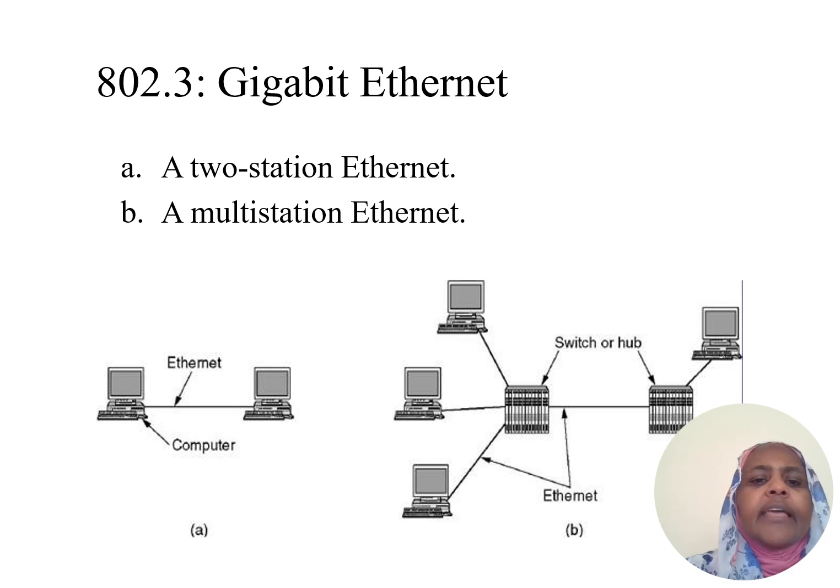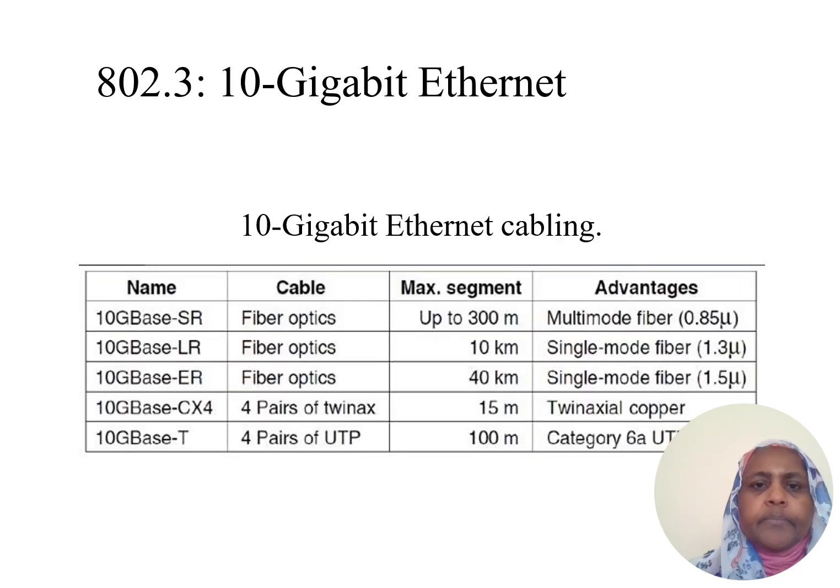The gigabit Ethernet can connect two stations or multiple stations through switches and hubs. Its cabling has 5 different types: 1000BaseSX fiber optics that runs up to 550 meters with multi-mode fiber, and 1000BaseLX fiber optics that also runs to 5 kilometers with single mode fiber optics. 10G BaseER fiber optics that runs up to 40 kilometers with single mode fiber optics.